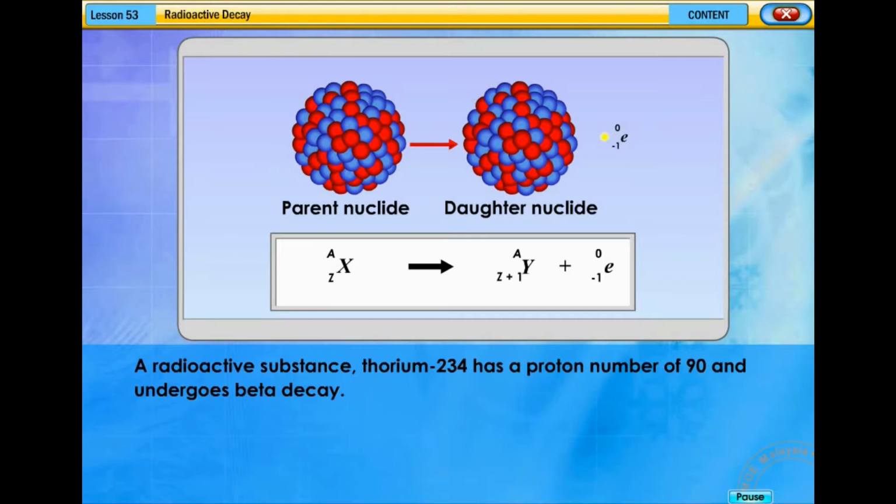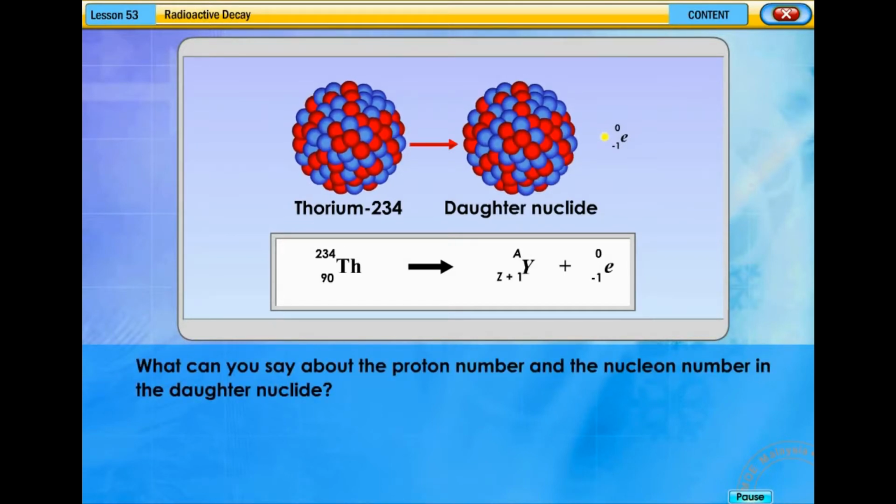A radioactive substance, thorium-234, has a proton number of 90 and undergoes beta decay. What can you say about the proton number and the nucleon number in the daughter nuclide?